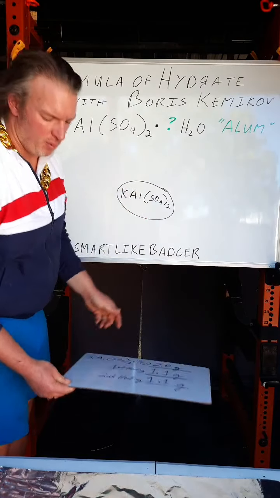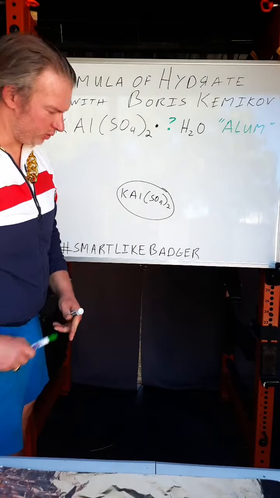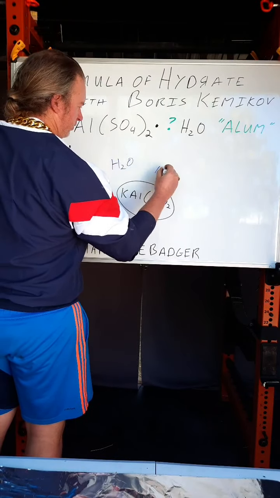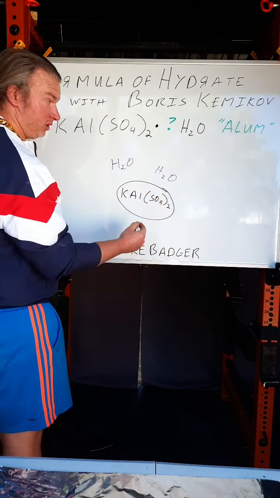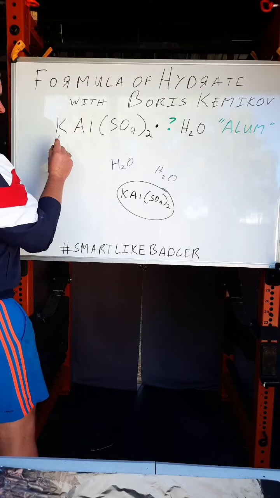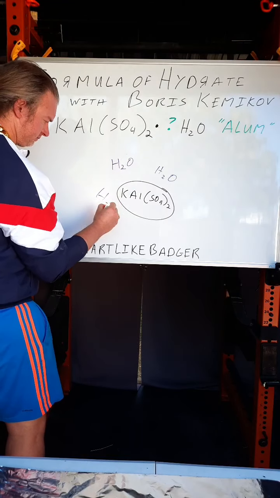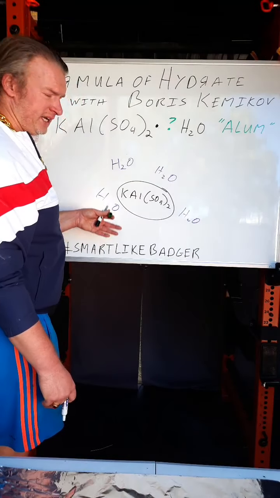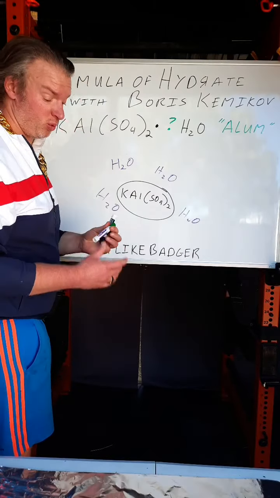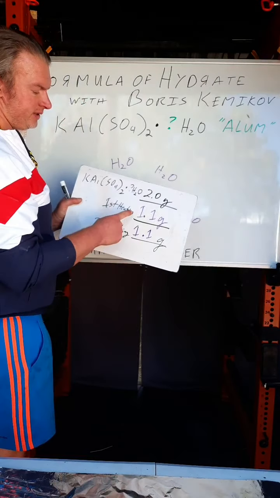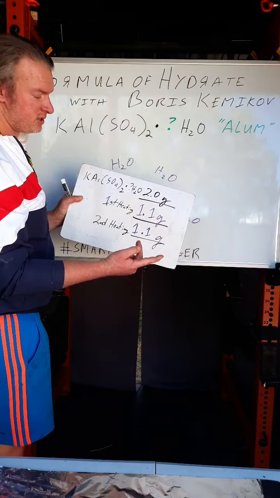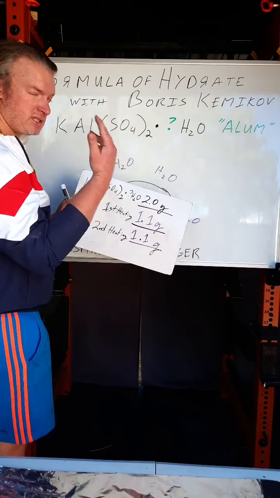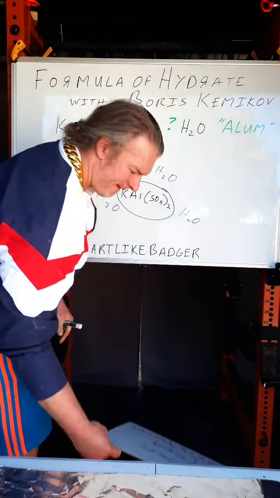We are going to now do the calculations for determining how many water molecules were actually surrounding the molecule of alum, the potassium aluminum sulfate. I draw 4 here as an example. We heated off the water. And after the second heating, there was no change in mass. So therefore, 0.9 grams of water must have been heated off of this sample.